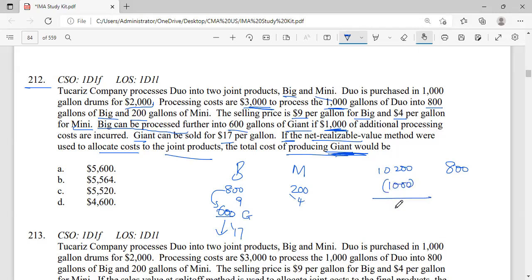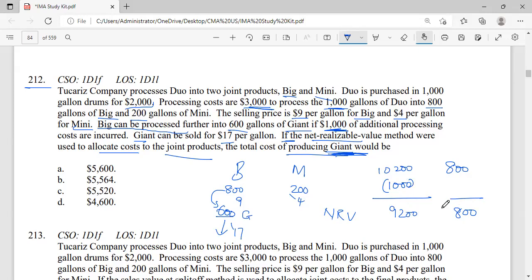So 9,200 here, and 800 I have already here. So this is my net realizable value for this particular question: big or giant is taking 9,200 of the cost, and 800 is going to be for the mini. Now, what I need to do in here is to allocate my fixed cost, or rather allocate my joint cost.